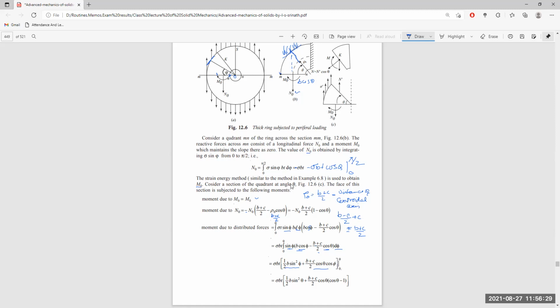And here we will have sine phi multiplied by cos phi like this. If we multiply by 2 and again multiply by half, it will become half sine 2 phi. And if we integrate, it will become half multiplied by 2, and this will, no, sorry, it will go out.